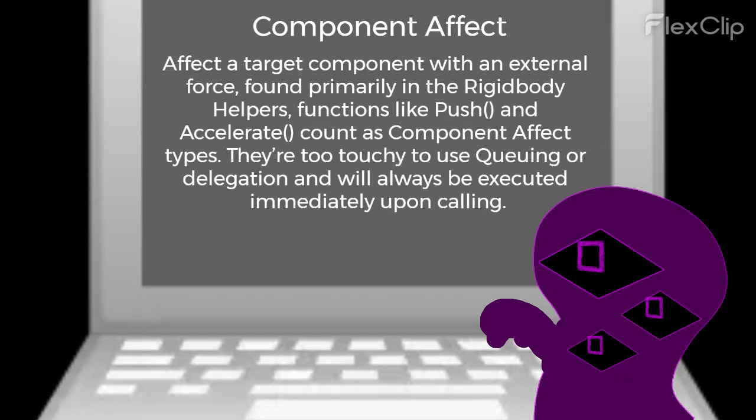Component effect types affect a target component with an external force, found primarily in the rigid body helpers. Functions like push and accelerate, which affect a rigid body using the add force method, count as component effect types. They're usually too touchy to use queuing or delegation and will always be executed immediately upon being called.